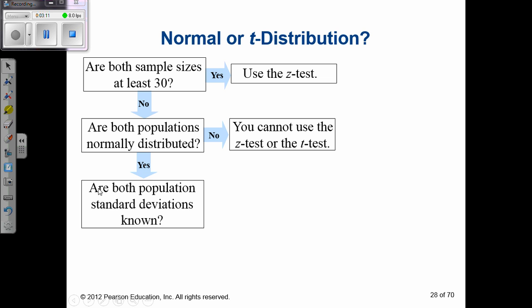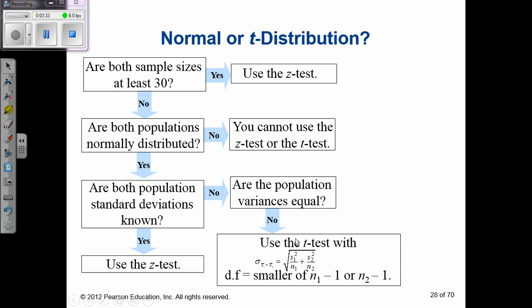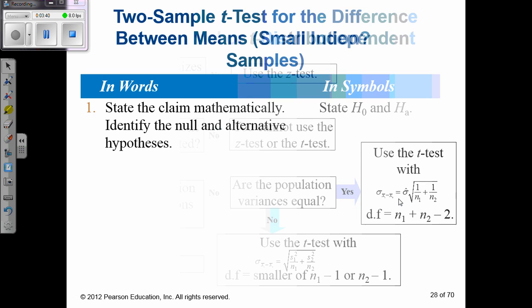If the answer is yes, then we have to ask, are both population standard deviations known? Because if the answer is yes, then we're going to use the z-test like we learned in 8.1. And if no, then we're going to be doing the t-test, but we still have to decide which standard error to use. And we do that by determining whether the population variances are equal or not. If they're not equal, then we use this standard error, and if they are equal, we use this standard error.